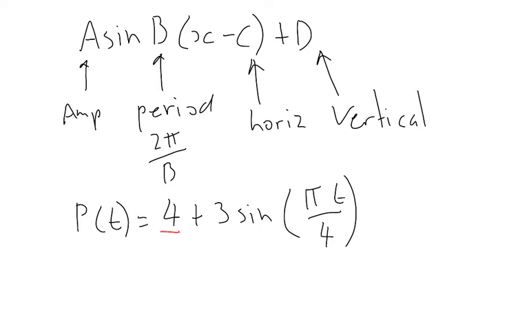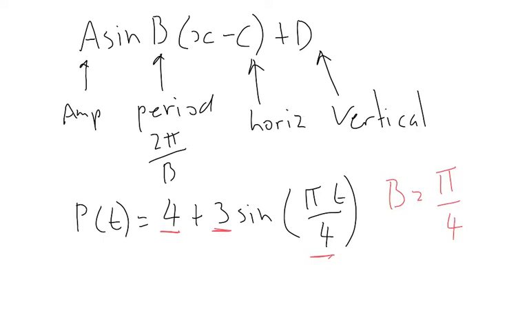We have our amplitude here, 3. And we've got our pi over 4 t. That's our period. We don't have a horizontal displacement in this. So our b is pi on 4. Okay?